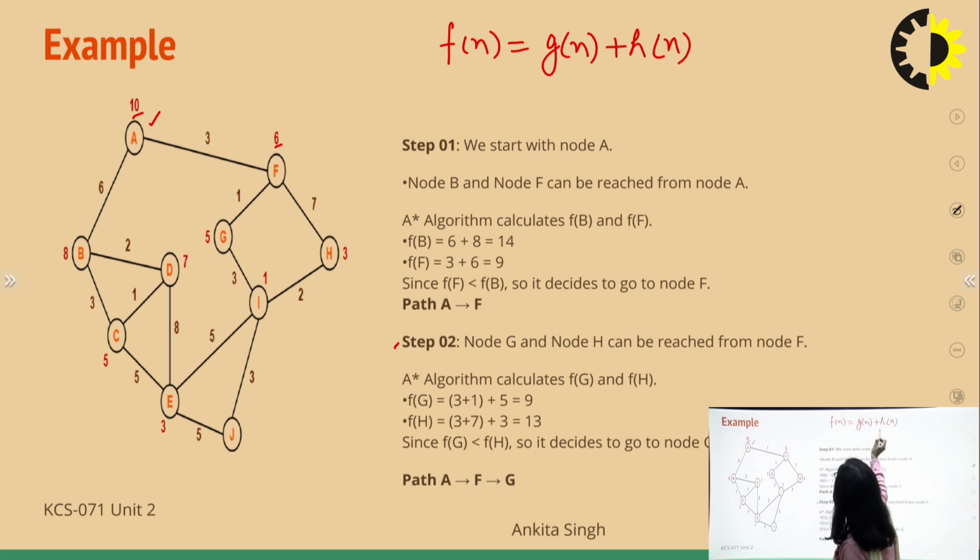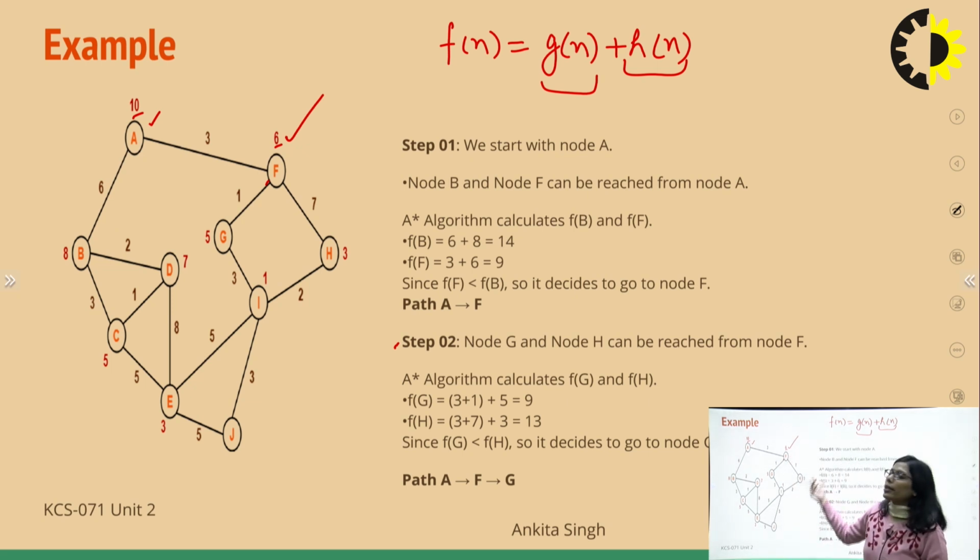Whatever values are written on top are h of n values, and g of n are the path costs. So, basically, this g of n will tell you the path cost, that is, from the starting node, how much cost it takes for me to reach from A to F. Whereas your h of n is, from A, if I choose to go to F, F assures me that it will reach the goal node with a cost of 6. So it is telling the algorithm that if you choose me, I will assure you that I will help you reach the goal node with a cost of 6. So it is just an assurance, it is not an exact value.